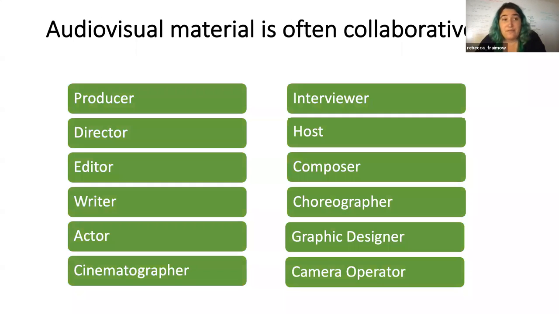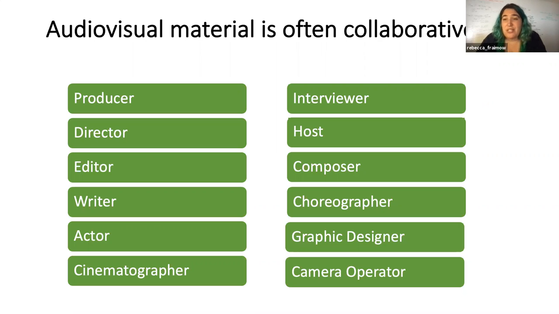Audiovisual material, as I mentioned before, is also often collaborative. So instead of just having a simple author, as you might for an article, or several authors, you're going to have various people who are involved in the production of the media, like a producer, a director, an editor, a writer, an actor, a cinematographer.